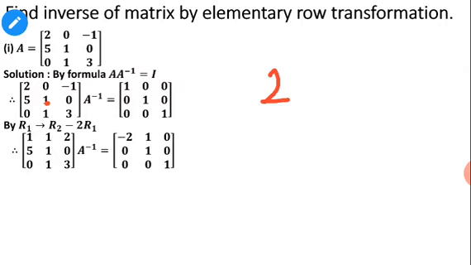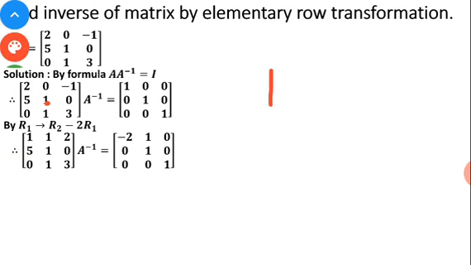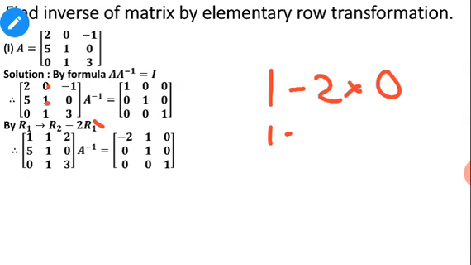ऑपरेशन अप्लाई करते हैं. 1 माइनस 2 इंटू सेकेंड एलिमेंट ऑफ R1 that is 0. तो 1 minus 2 into 0 that is going to be 1 minus 0, 1, इसलिए ये सेकेंड एलिमेंट 1 है. लेट्स सी द थर्ड एलिमेंट का ऑल्सो.